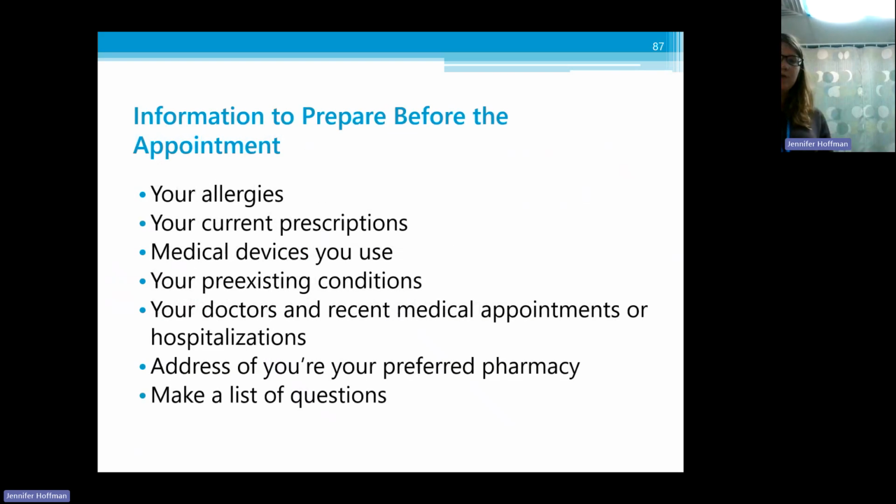So some other information you want to prepare before your appointment. One thing you want to do is make sure you have a list of your allergies, your current prescriptions, the medical devices you use, your pre-existing conditions, your doctors and recent medical appointments or hospitalizations. You also want the address of your preferred pharmacy, and you can also make a list of questions. So just try to prepare this like you would for a normal doctor visit.